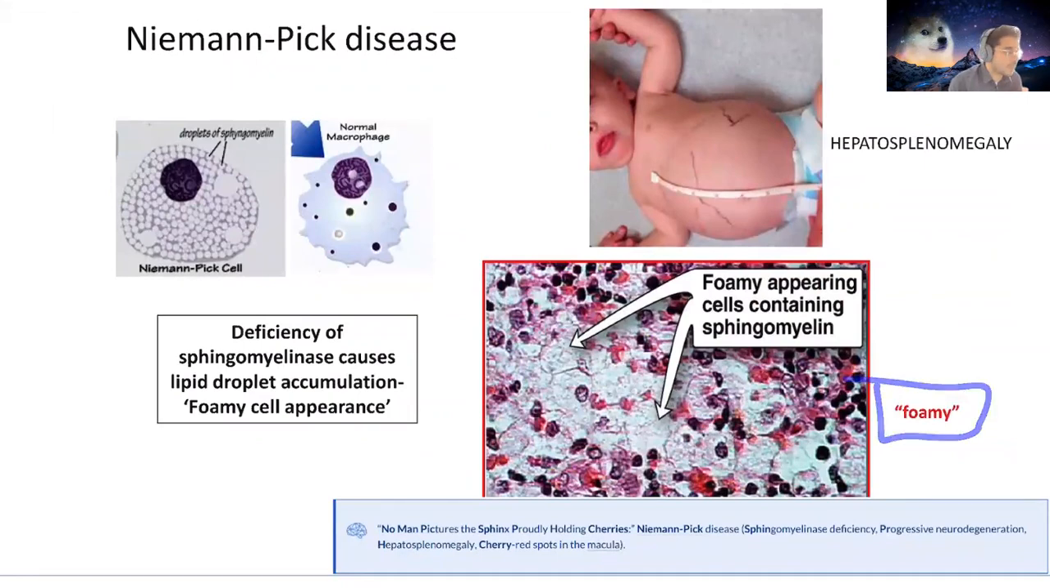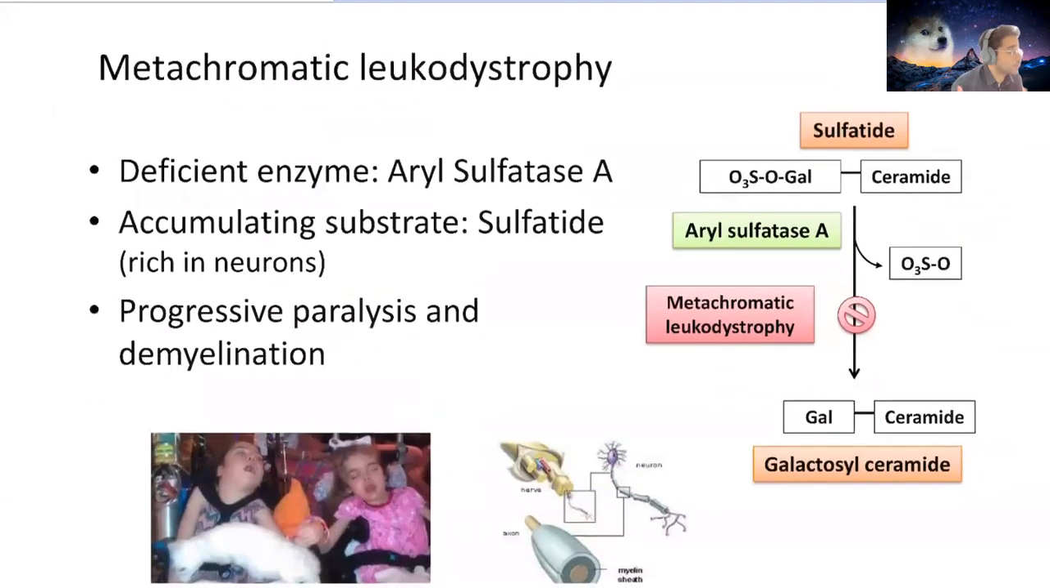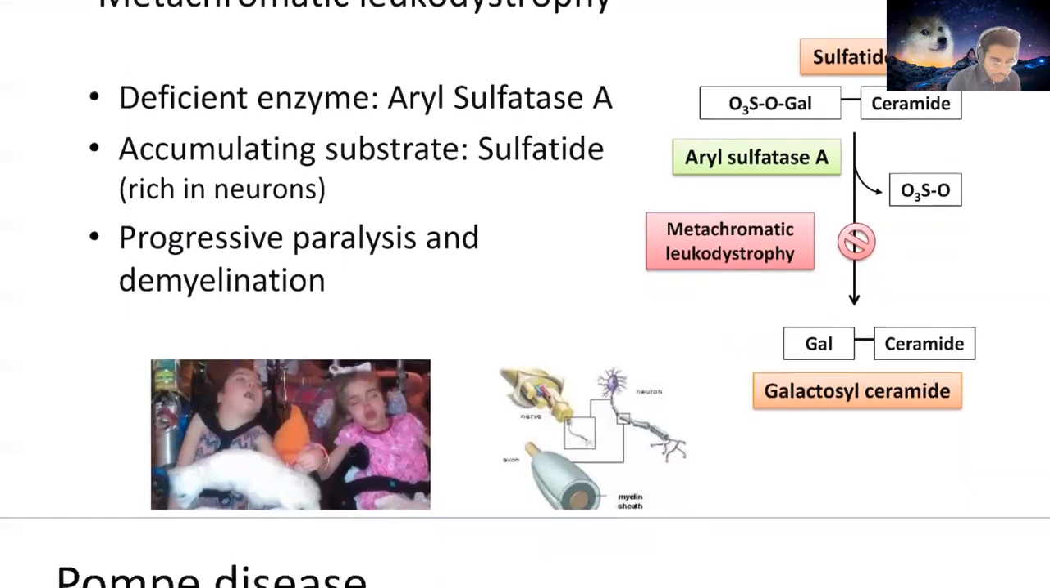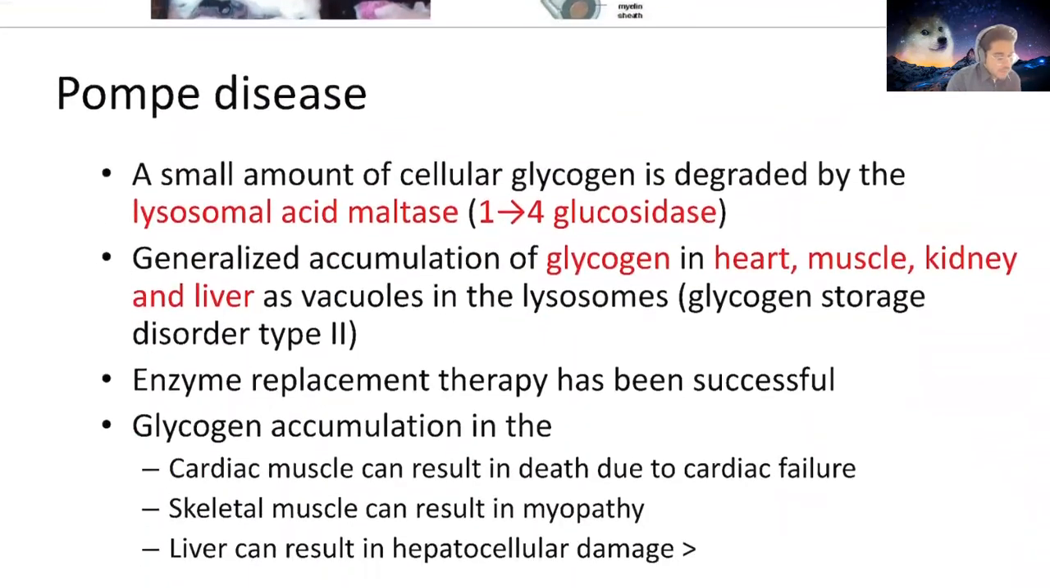This is so buzzword heavy, guys. I can't even talk straight other than just give you the buzzwords that you need to know to get this right. Okay, metachromatic leukodystrophy. It's typically a deficiency of aryl sulfatase A, and typically what accumulates is sulfatide. They don't typically ask this. It's a very severe disease, and most of the time patients pass away.